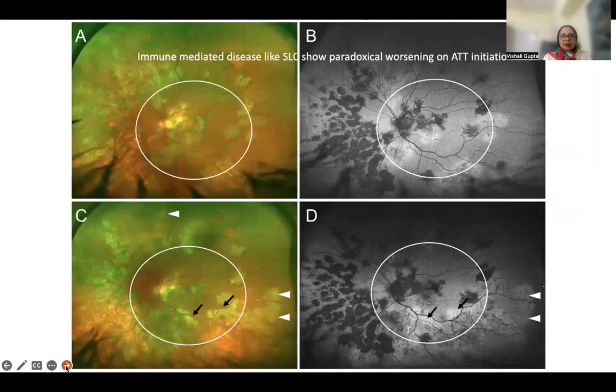One thing to keep in mind, this is an immune-mediated response because of the RPE playing a major role here. And we have to understand that when you start with ATT, like on the top, there are a lot of patients, close to 50%, who are going to have some form of paradoxical worsening, which could be either the increase in the size of the original lesions, as you can see with the black arrows, or the development of new lesions, like you see the white arrowhead in the periphery at the bottom.